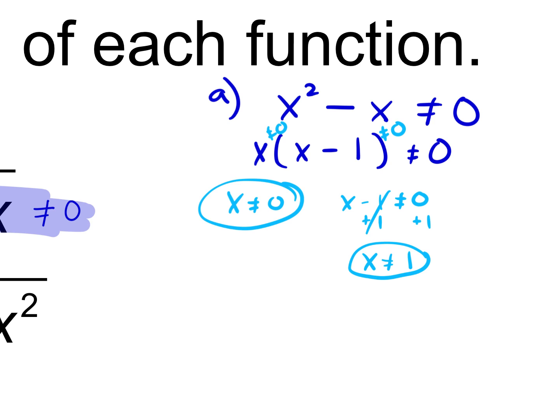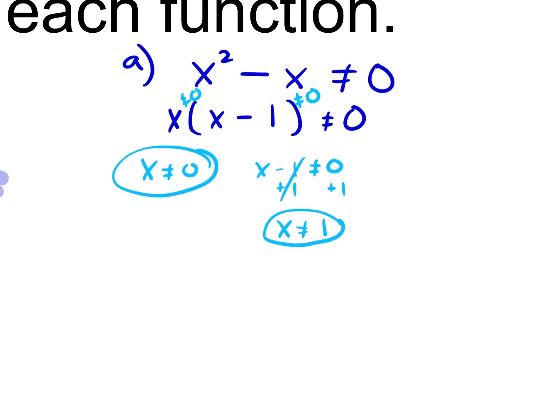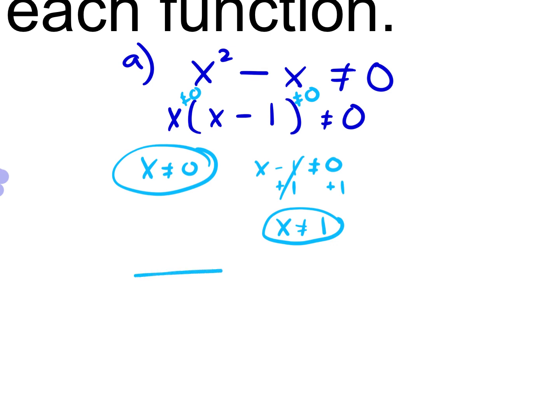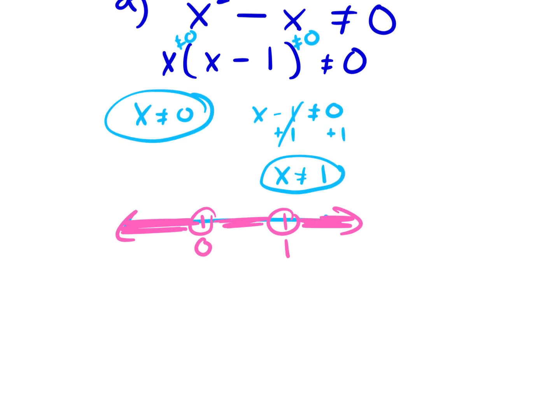Now we have to write it in interval notation for our answer. So let's put them on a number line just to see what it'll look like. So we're talking about all values except 0 and except 1. So this gets shaded, everything up to 0 and everything up to 1 and past it. So in interval notation, how would I start? What's the smallest value that my graph points to? Awesome. Negative infinity.